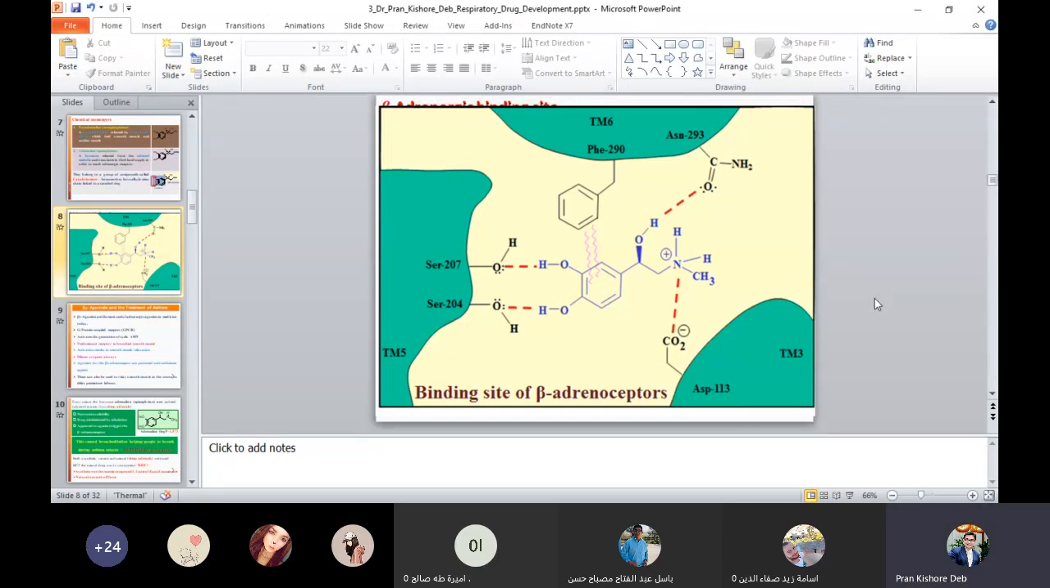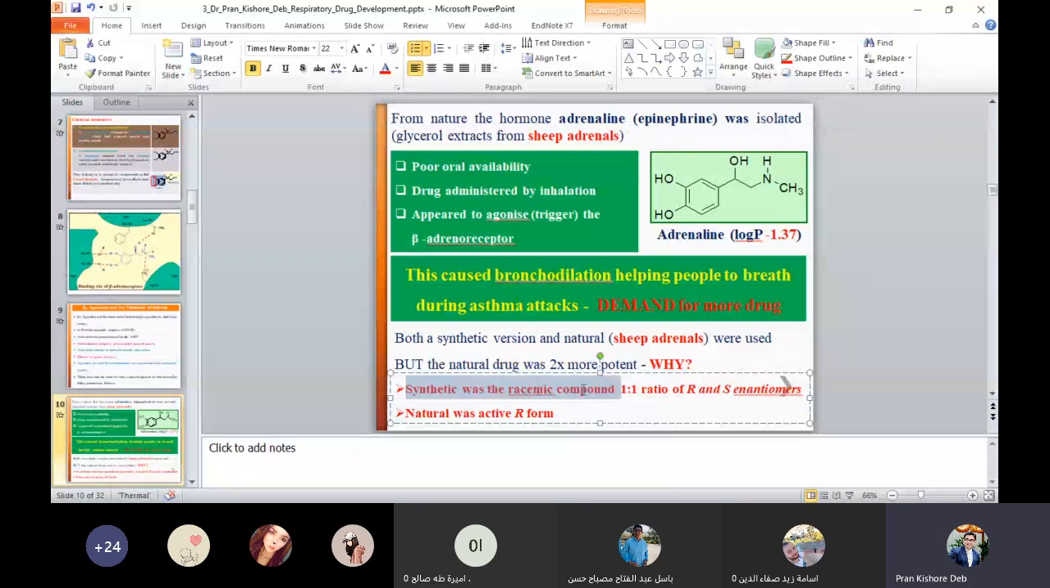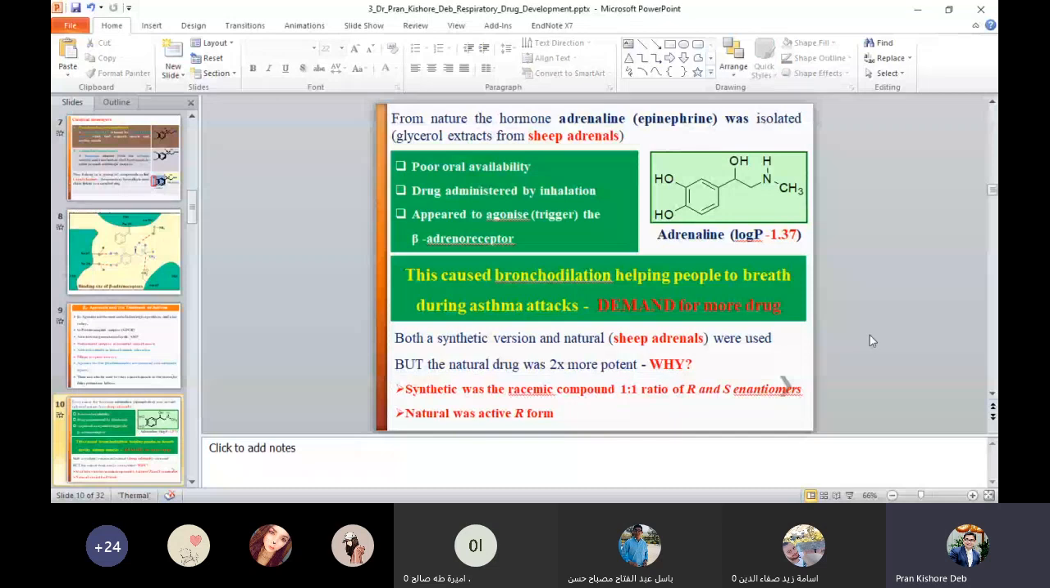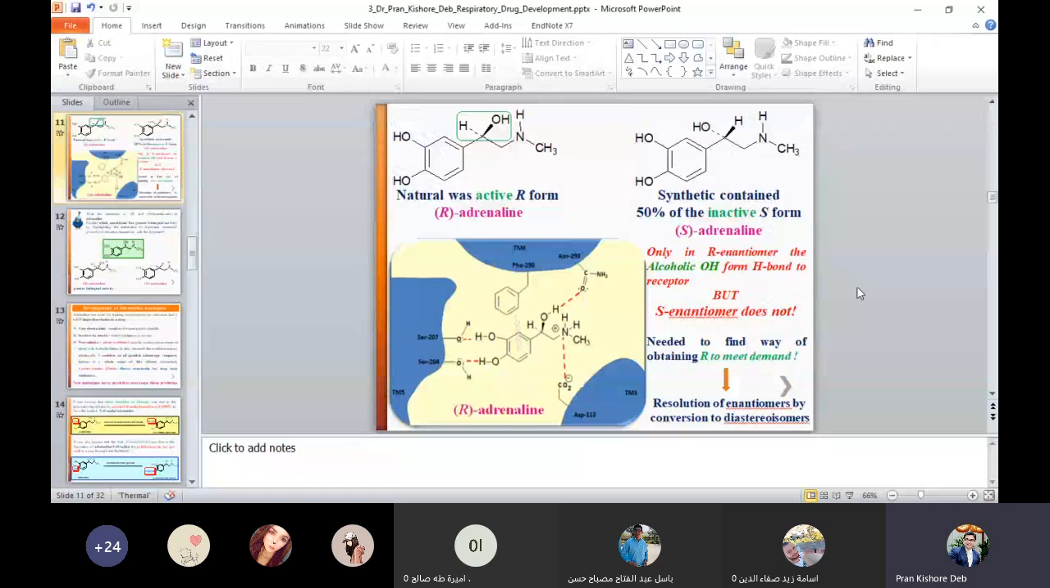So this is why I'm asking this question. I knew that you know the answer, but you will answer it wrongly. So read this sentence now. The synthetic was a racemic mixture, racemic compound, which had a 1:1 ratio of R and S enantiomers, whereas the natural is the active R form. This is why natural is 2 times more potent as compared to the synthetic. Is it clear now? Yes, doctor.